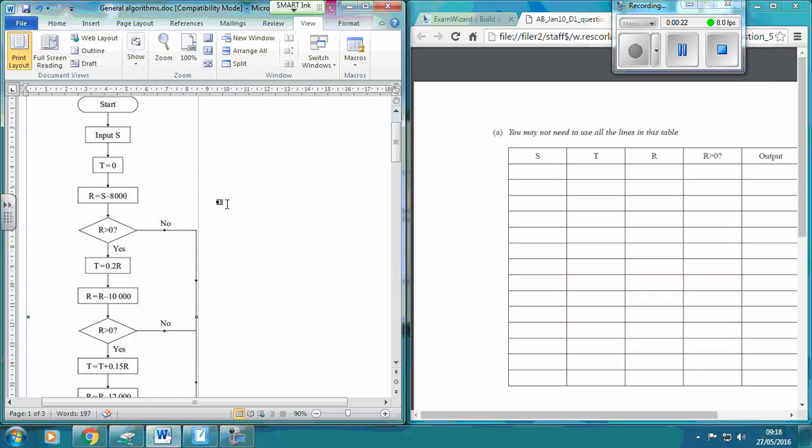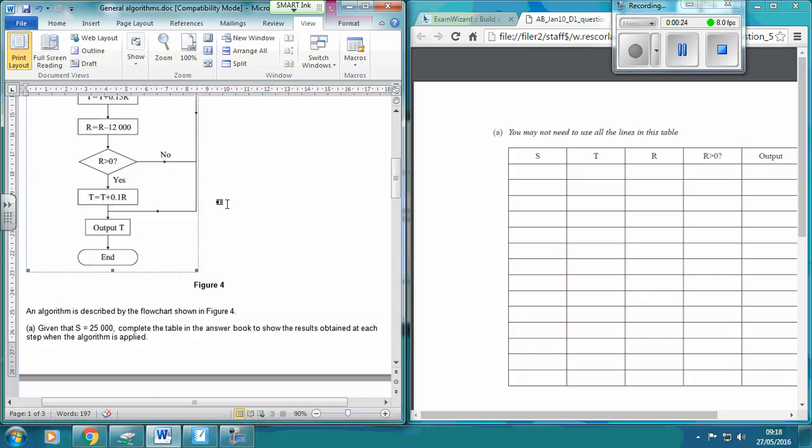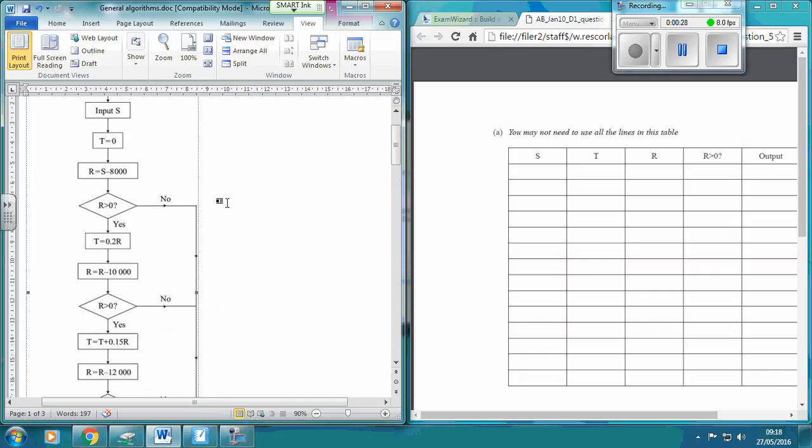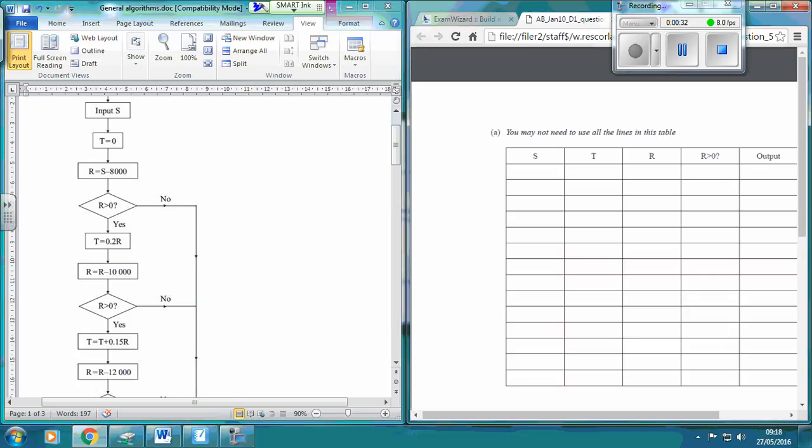If we have a look at this, I'm going to have to split the screen in 2, but we've got a flowchart algorithm here. Whenever you get a flowchart, we need to use this thing over here, which is our trace table. All we do is we get judged on the stuff that we put into our trace table.